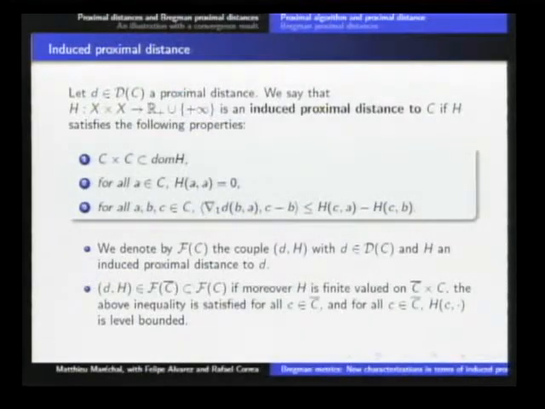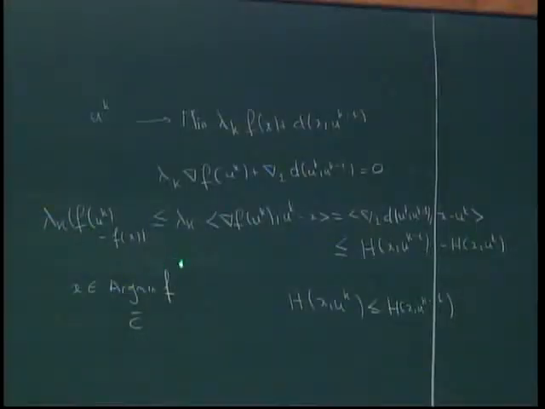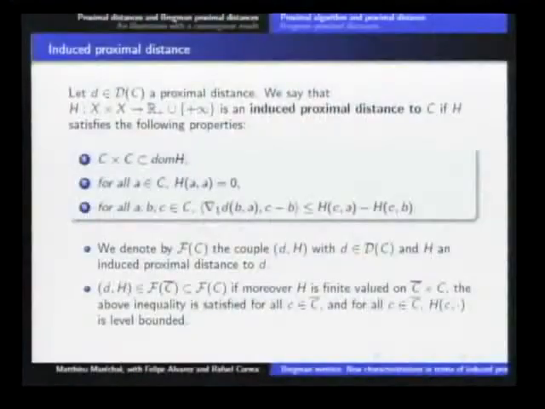What is necessary here, if we consider, for example, a point in the argmin, is that the argmin can be in the closure of C, while the iterates are not in the closure, they are in C.